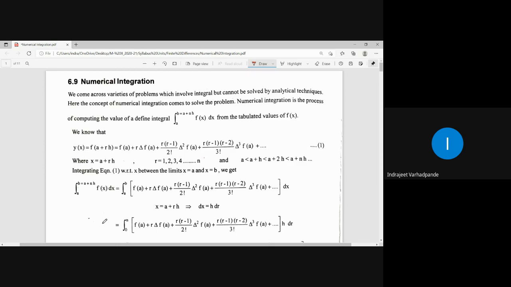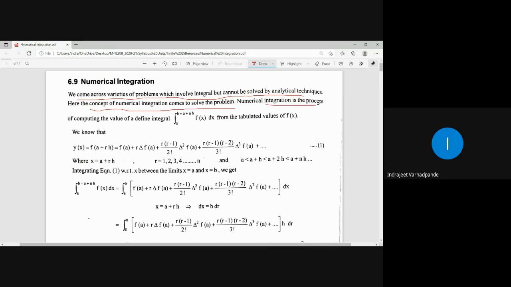Certain integrals we cannot solve using the conventional or traditional methods, and therefore whenever it becomes a problem of definite integration, applying certain techniques, you can easily find the value without actually doing the integration. We will not do the actual integration, but with the formula we can easily find the value of the integral, and these three formulae help us simplify. We come across varieties of problems which involve integrals but cannot be solved by analytical techniques. So here the concept of numerical integration comes in to solve the problem.